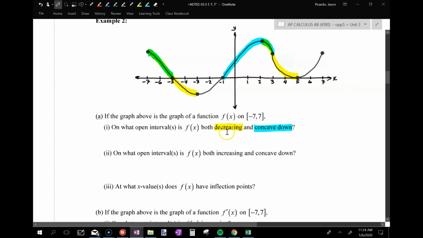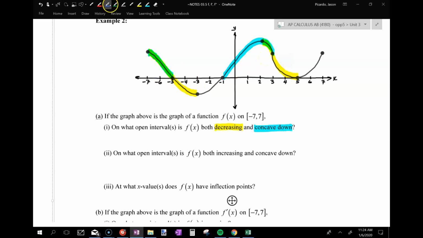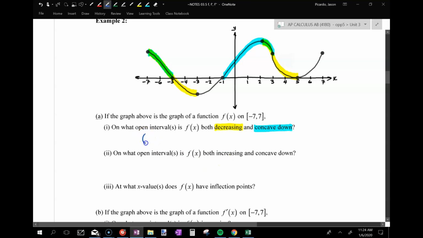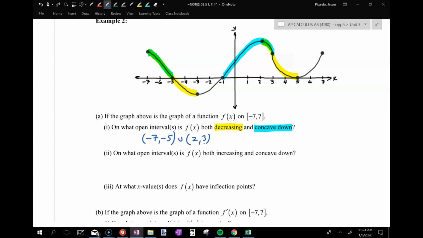So where is this both decreasing and concave down? Well, it's where I have green, right? It's where they intersected. So it's from -7 to -5. And from 2 to 3. Is that cool? All right. It's a little bit easier doing it my way with the 2 different colors, right? I mean, you can really see it then.